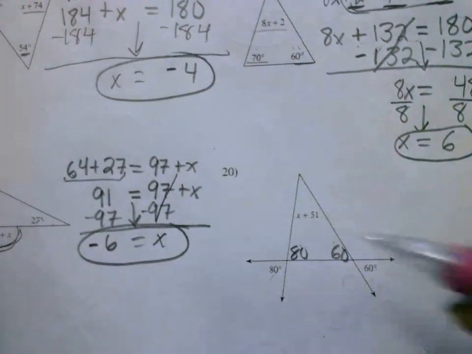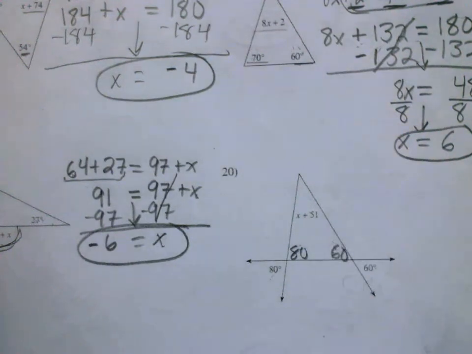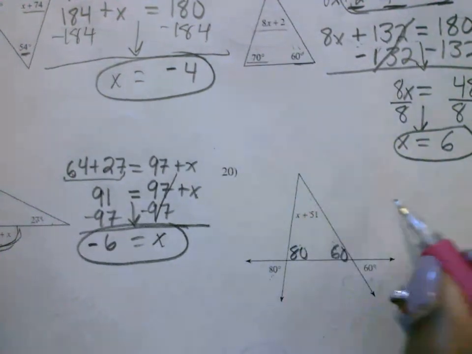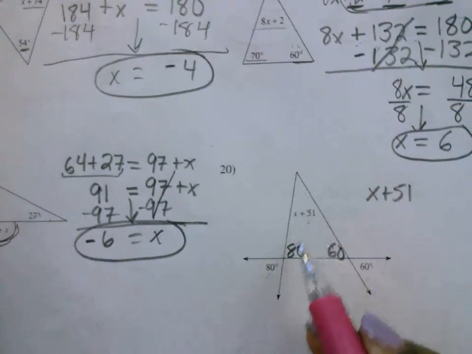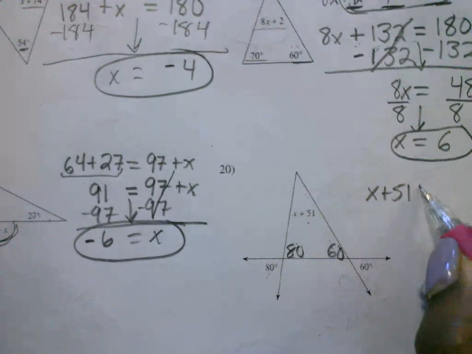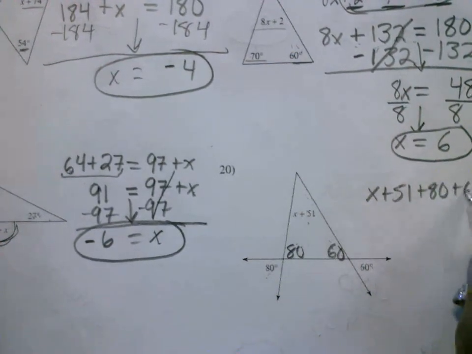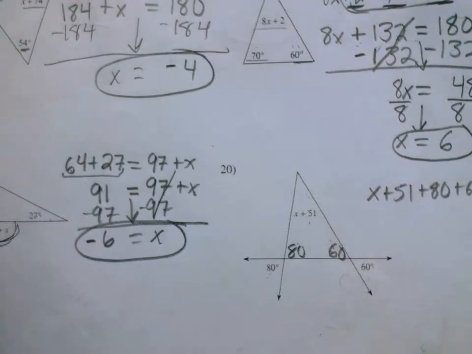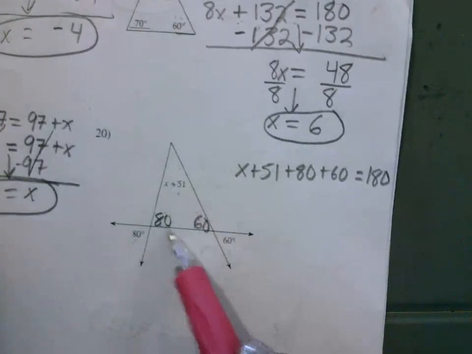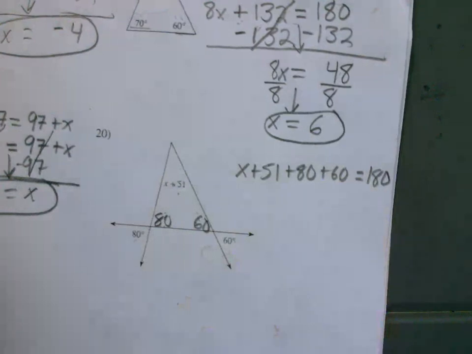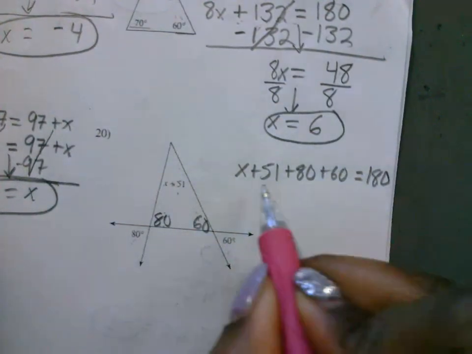You're going to add all the angles together and set it equal to 180. So we have the x plus 51, this angle, plus this angle, plus this angle. So that's plus 80 plus 60 equals 180 degrees. Let me slide this over, sorry. So we're adding all the angles together, set it equal to 180, and solve for x. No distributive property, so combine like terms.